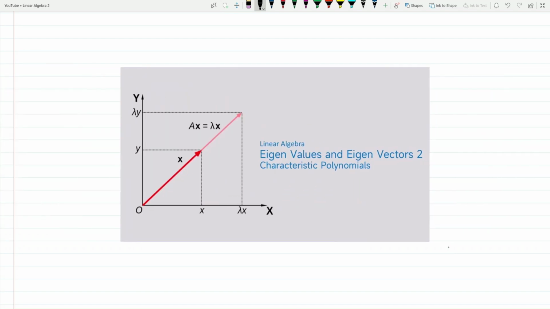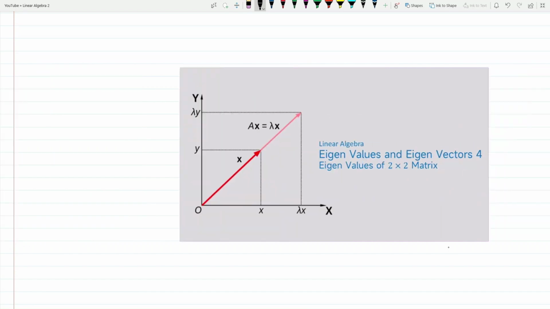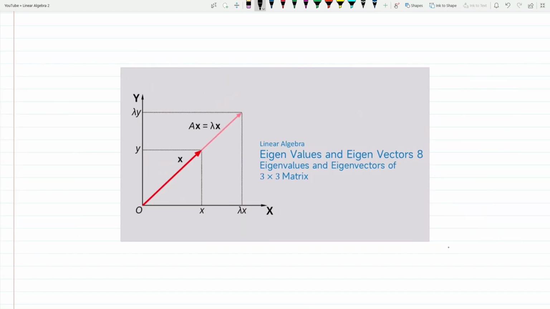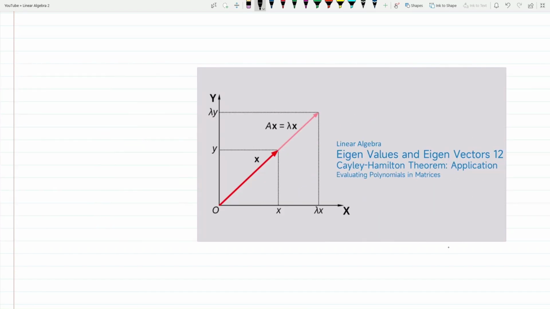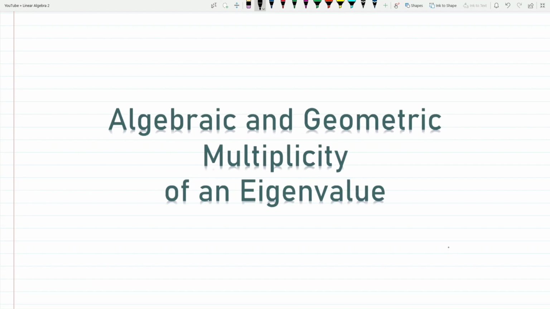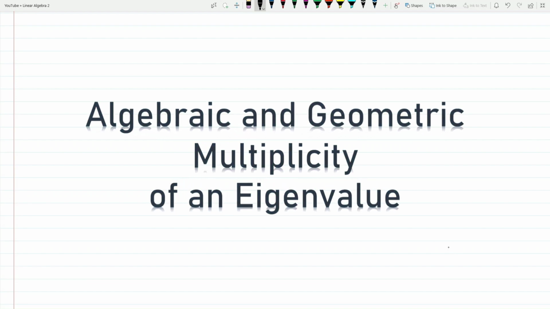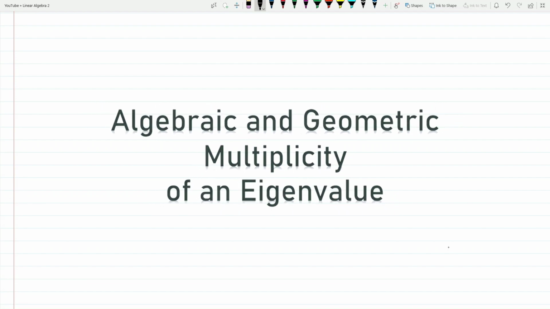By now, you're already familiar with the power and elegance of eigenvalues and eigenvectors. You have journeyed with us through finding them, tackled repeated eigenvalues, and even wielded the mighty Cayley-Hamilton theorem to find powers, polynomials, and inverses of matrices. Today, we are taking our understanding a step further by exploring the nuances of algebraic and geometric multiplicity of these eigenvalues. These concepts provide deeper insights into the behavior of our matrices and their corresponding linear transformations. We'll be using familiar 2x2 examples to illustrate these ideas. So let's dive right in and unlock another layer of linear algebra mastery.